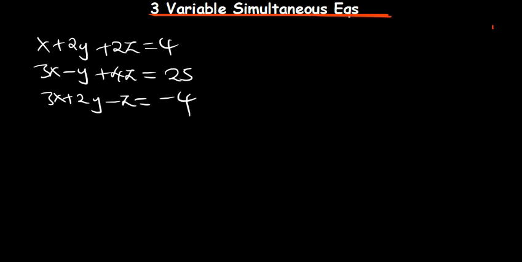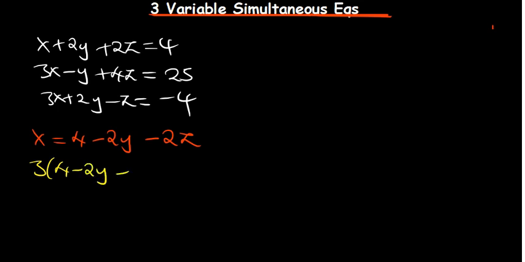So my x becomes 4 minus 2y minus 2z, right? Okay, I've made x a subject. So I'll now substitute this in the next equation. So let's do that. So we have 3, and as x I'm putting 4 minus 2y minus 2z. And then don't forget, now we have minus y plus 4z is equal to 25.